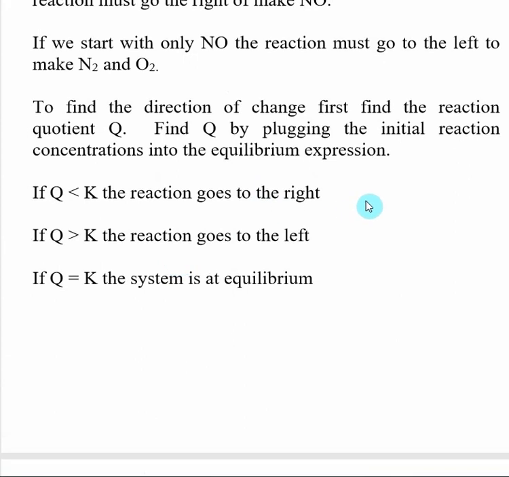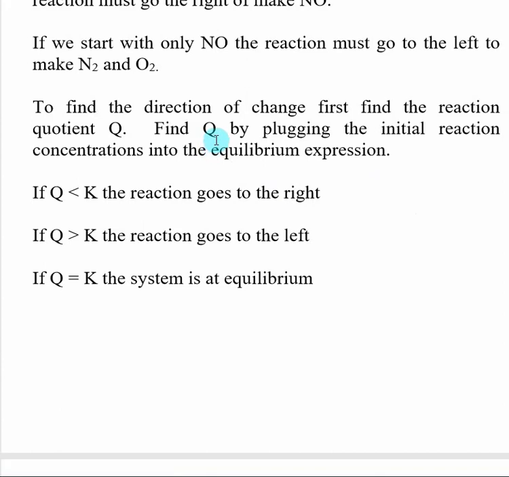So if I have non-zero values for the concentration of the species involved in my equilibrium, I then must find the reaction quotient Q to tell what direction the reaction needs to go to get to equilibrium. So we do this by finding the equilibrium expression for the reaction and then plugging in the values given. The number we get out is going to be Q, which means that we are possibly not at equilibrium concentrations.